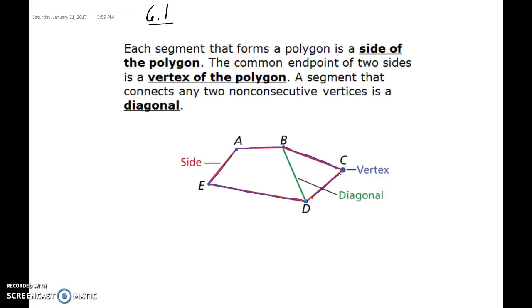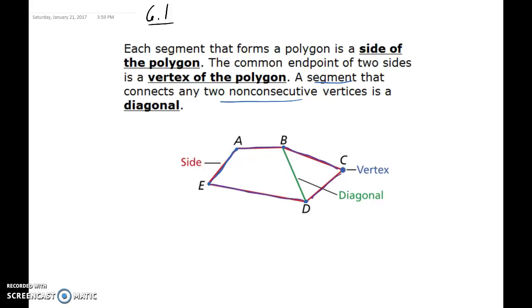So one of the important things that we use to come up with our formula is what's called the diagonal. And a diagonal is a segment that connects two non-consecutive vertices. So non-consecutive, so A, the very next vertex is B, so they're consecutive. C will be non-consecutive, D is non-consecutive, and E is consecutive because it's right next to A. All right, so non-consecutive means it's not next to it.